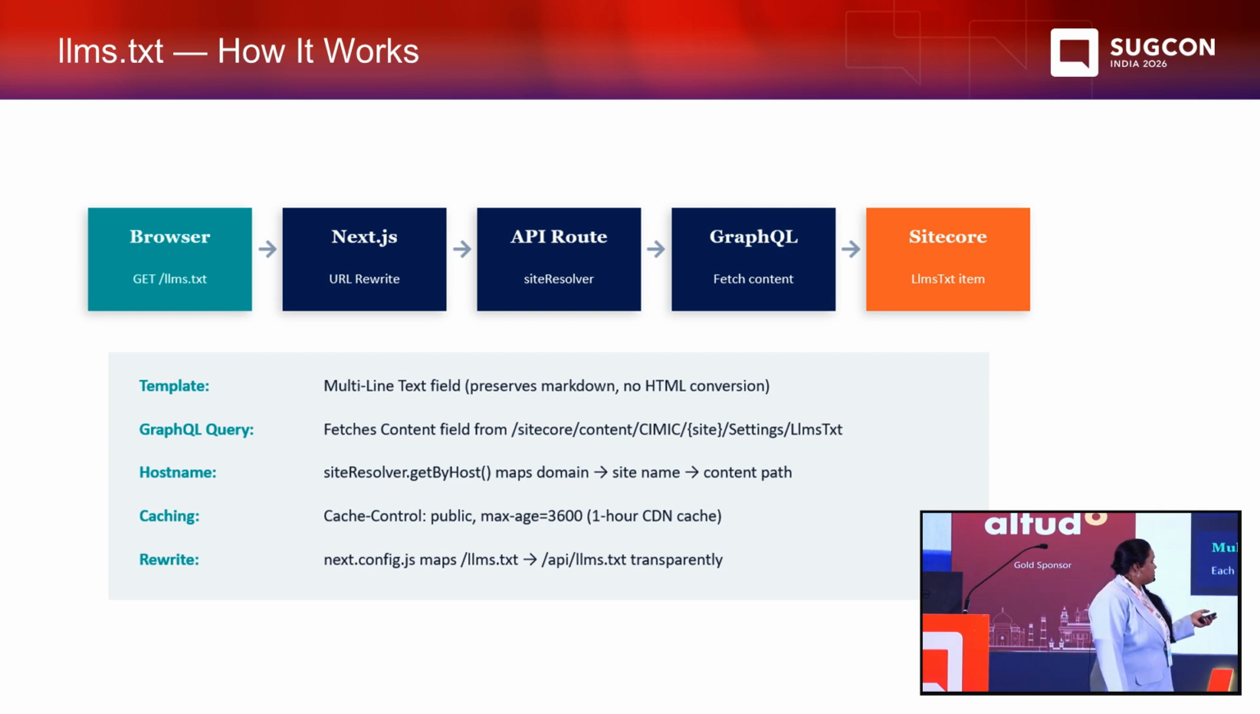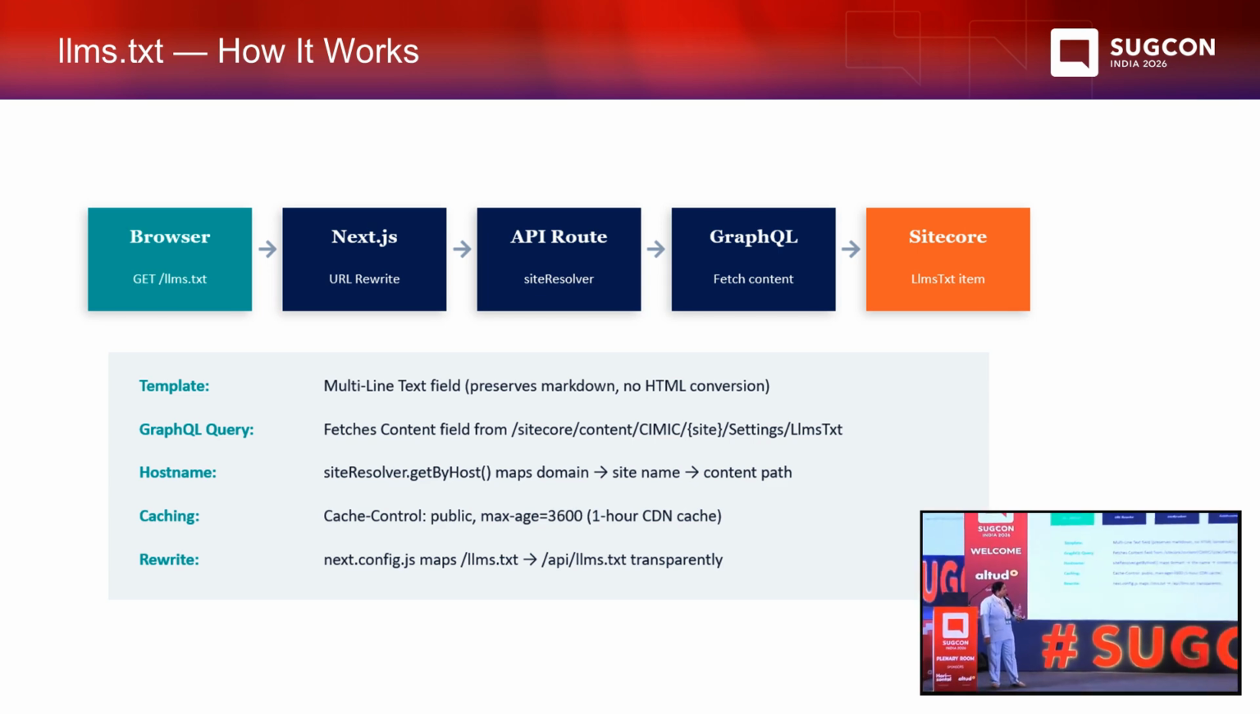And the last one is zero maintenance, which means it doesn't need to be maintained every time, because there is no code or developer dependency. It is just managed by the content authors and content editors, simply like robots.txt and sitemap.xml, which reside in the Sitecore content as well. Moving on to the next slide. So let me show you how this works.